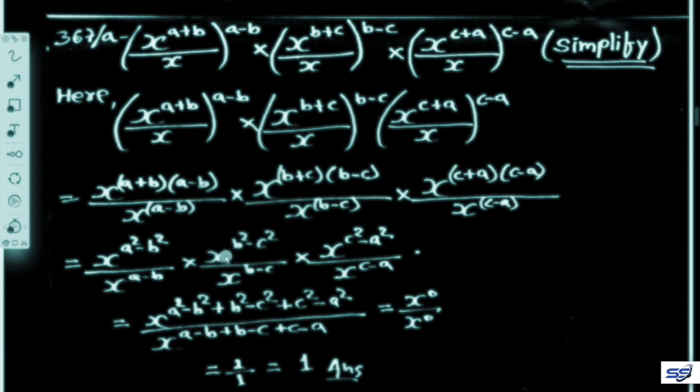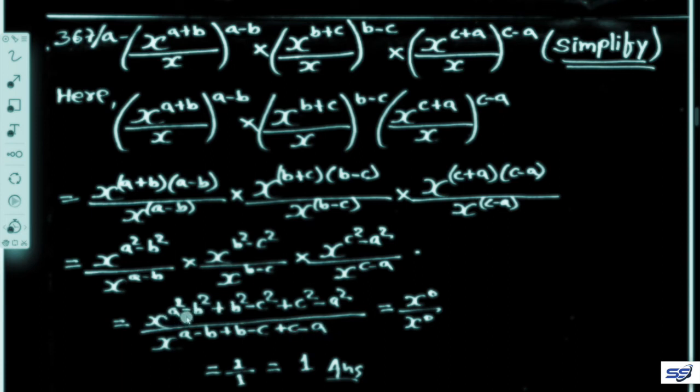Now here base is same, x as it were, base is same, and in lower also the base is same. So in lower every power shall be added, and in upper also every power shall be added, keeping the base x. Equal x power a square minus b square plus b square minus c square plus c square minus a square upon x power a minus b plus b minus c plus c minus a.